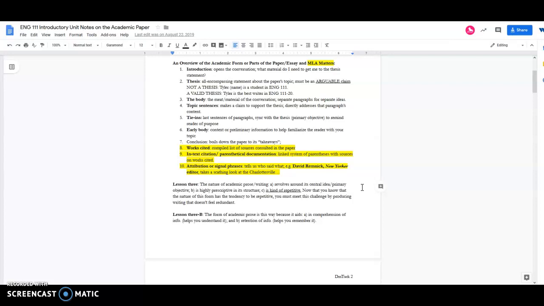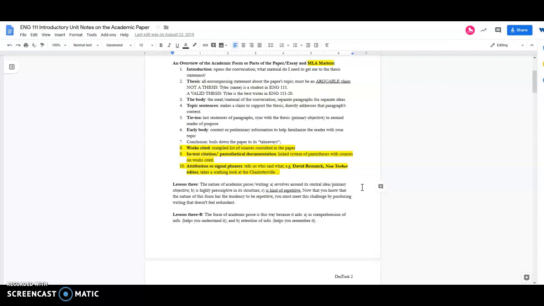Number 6, early body. Sometimes in your first body paragraph, it can be useful to educate the reader and give them some basic information or some context. So I say, occasionally you might find it's best not to just jump right into the argument if you're writing an argumentative paper. Perhaps it's a good time to provide some context or preliminary information to educate or familiarize your reader with the topic at hand.